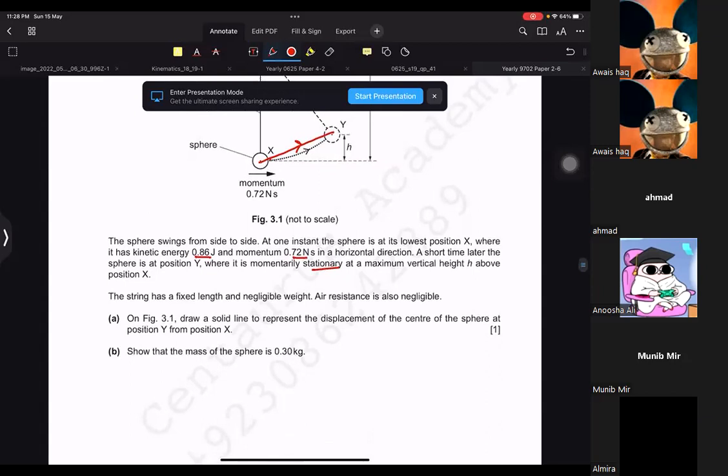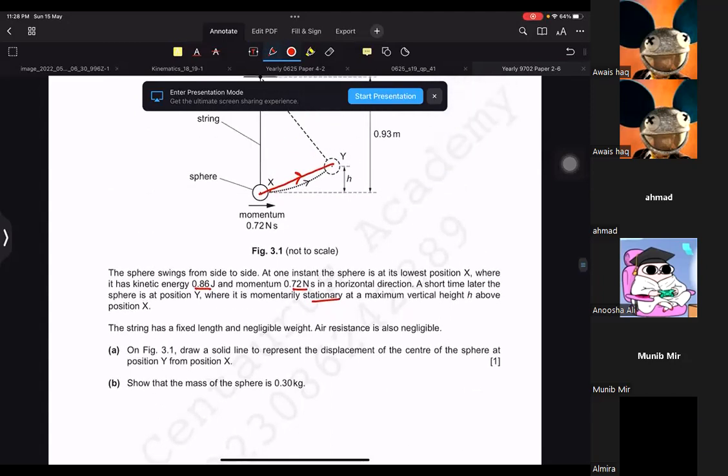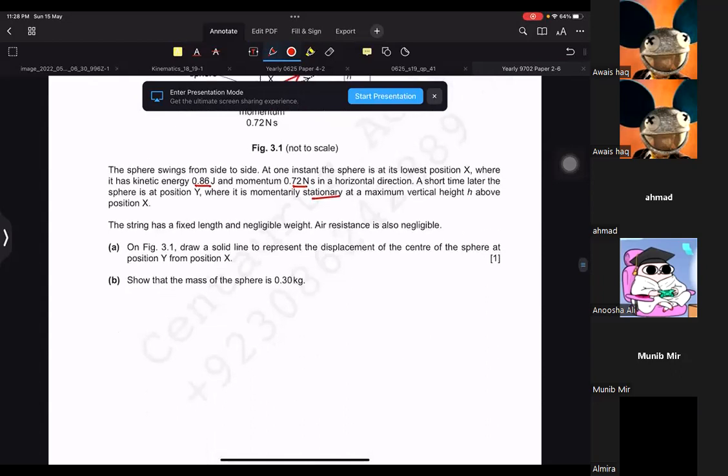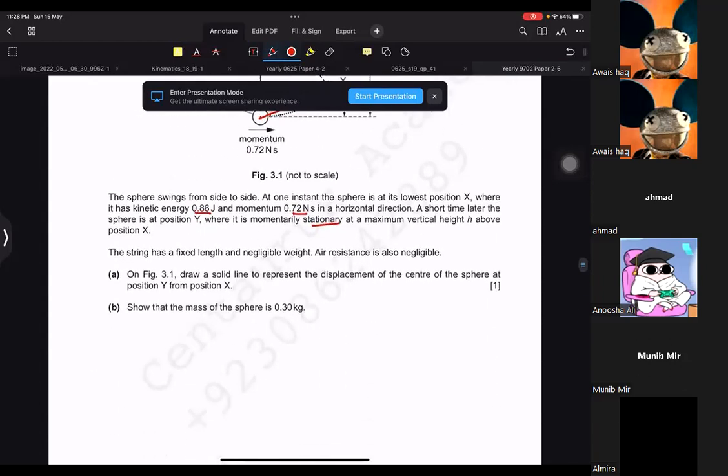Now, then it says show that the mass of the sphere is this. Okay, that's not bad. 3 marks. But very easy. Kinetic energy is equal to momentum over 2m. I bet you guys don't know this, right?